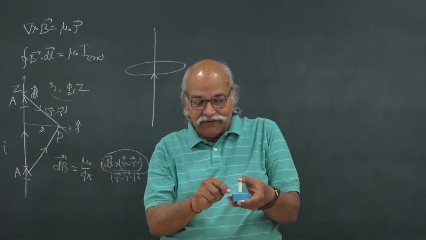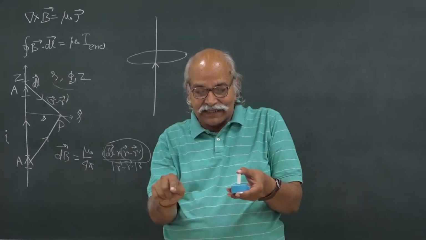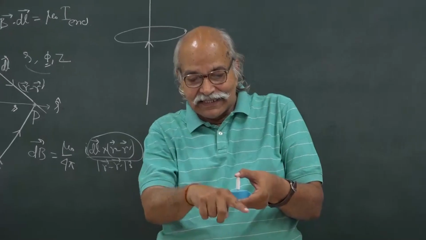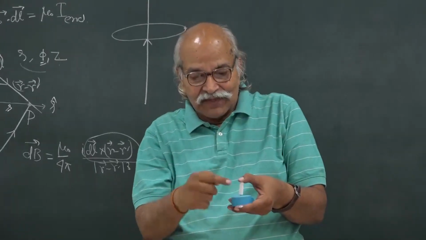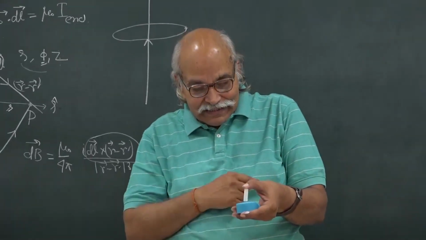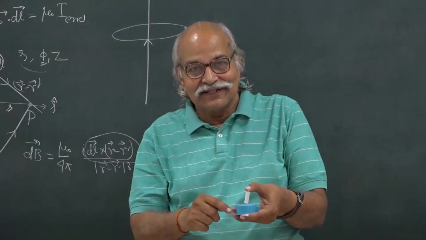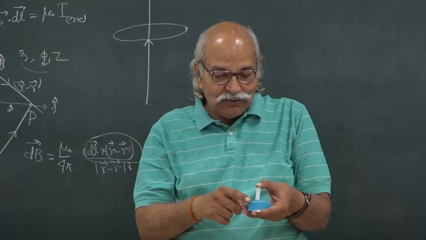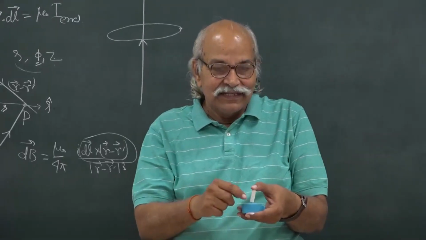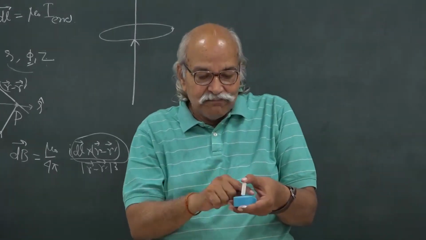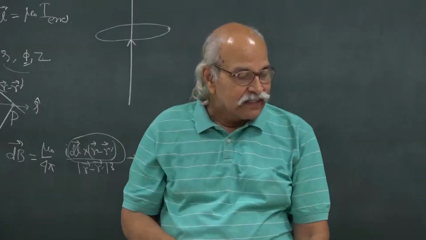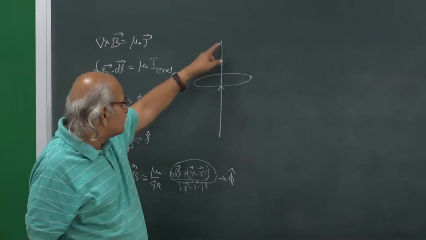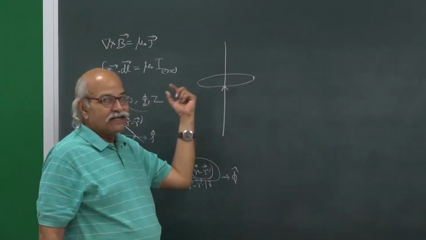If you are here, then this is the S direction and this is the phi direction. If you are here, this is S direction, this is phi direction. So S and phi directions keep changing as you go around. On this we will evaluate B dot dl, and this circle is perpendicular to the z axis.